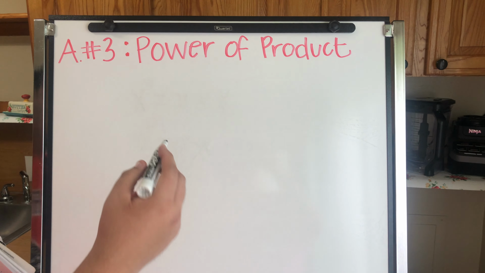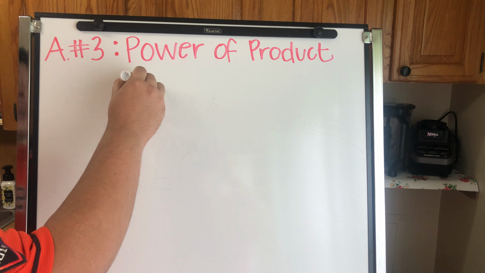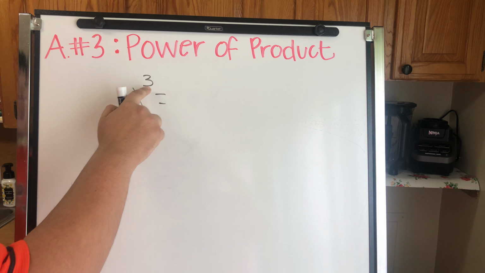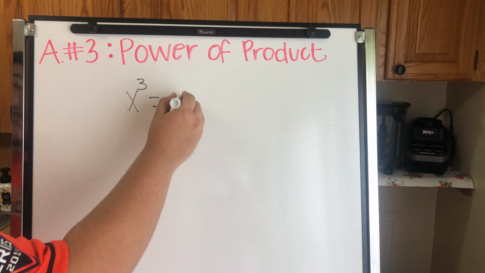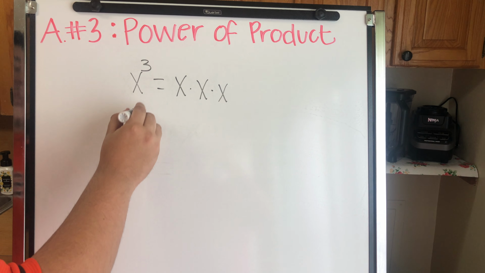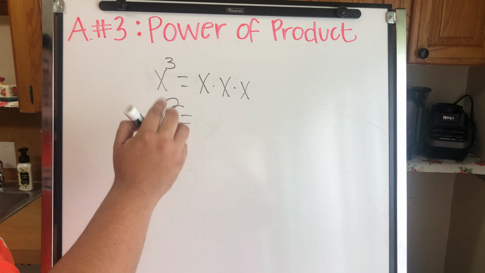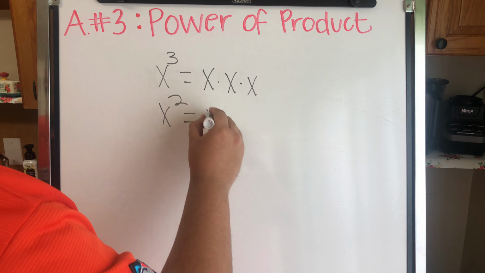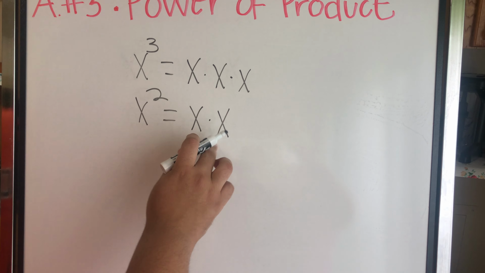So to begin, let's revisit exponents. Say we have x to the power of 3. That means there's a total of 3 x's multiplying themselves. So x times x times x. Let's say we have x squared. That means a total of 2 x's multiplying themselves. So x times x, right?